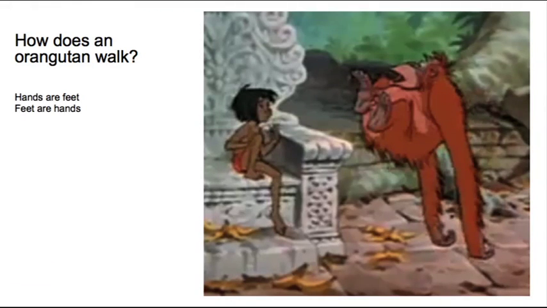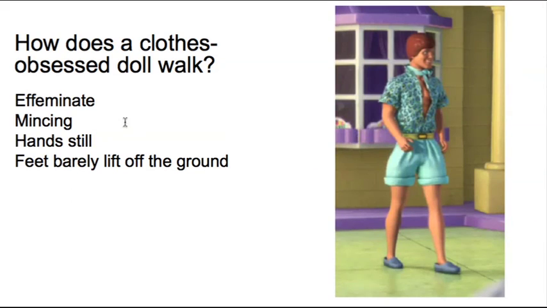Brilliantly, beautifully observed animation. Here's a wonderful walk from Toy Story 3. This is a clothes-obsessed doll. This is the Ken walk. Well worth checking out, really nicely done. It's sort of effeminate and metrosexual. It's kind of mincing, and there's almost no bend in the legs, as if he is a kind of toy without proper ability to bend his joints.